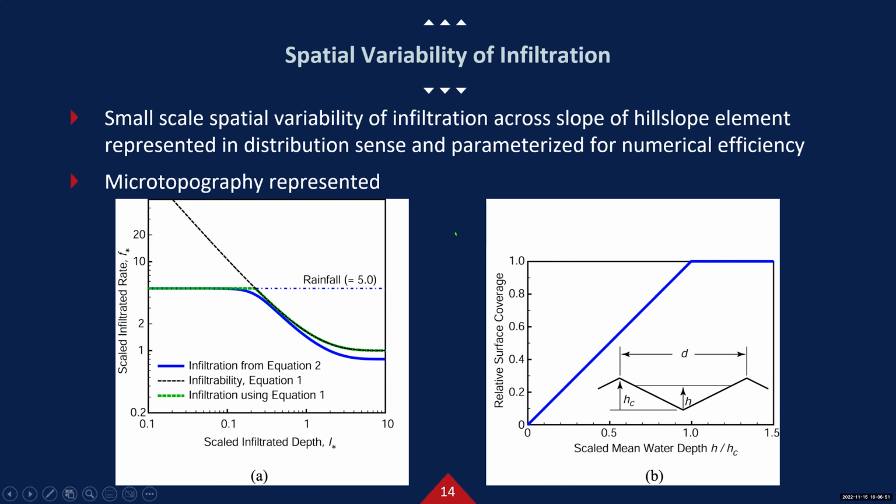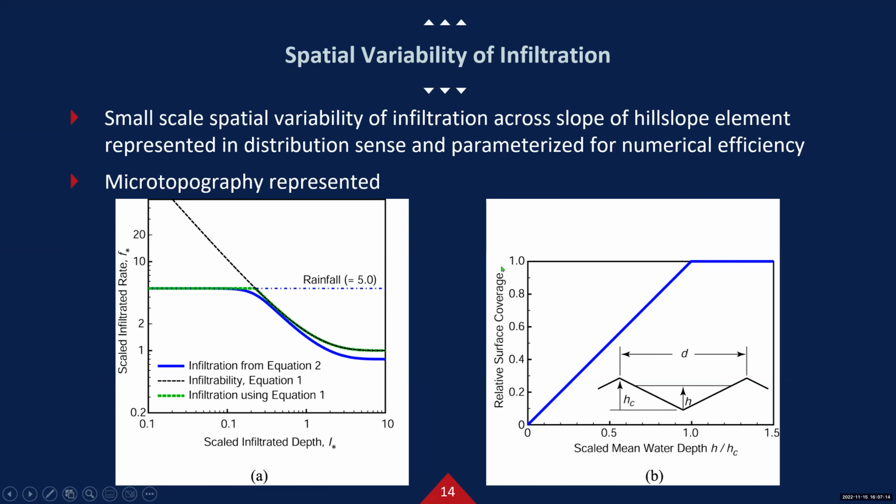So this is represented by a coefficient of variation, where you're not just putting in a fixed value of saturated hydraulic conductivity, but a mean value and a coefficient of variation. We're assuming a log normal distribution.